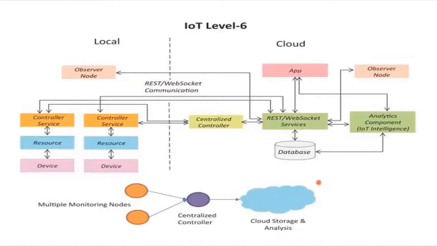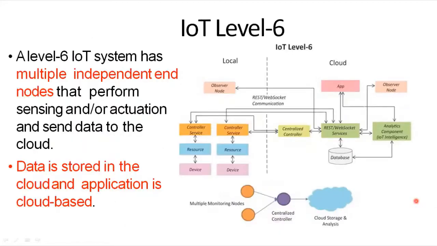And then coming to level 6, there exists a centralized controller, and the observer nodes are as usual. Multiple nodes exist, there is a centralized controller, and an observer node is there. That is the main difference between level 1, level 2, and level 3.